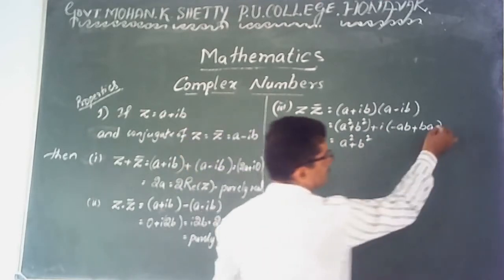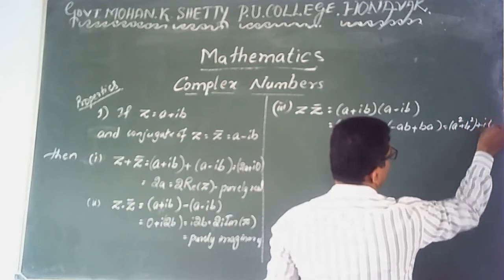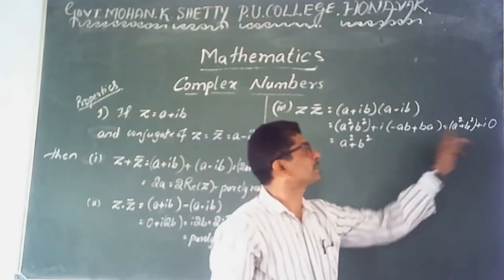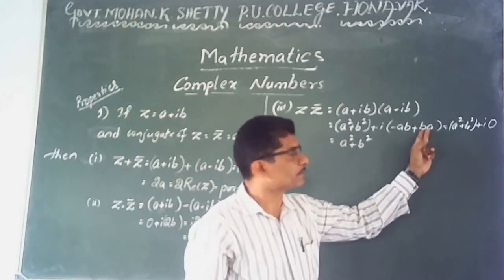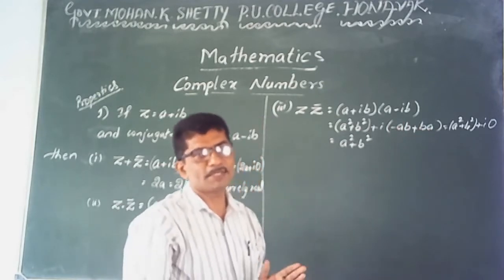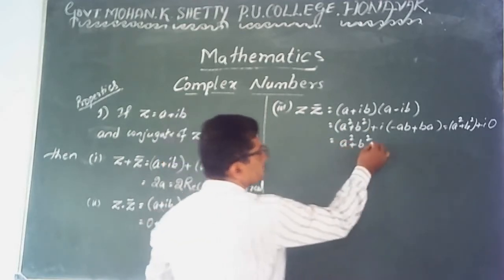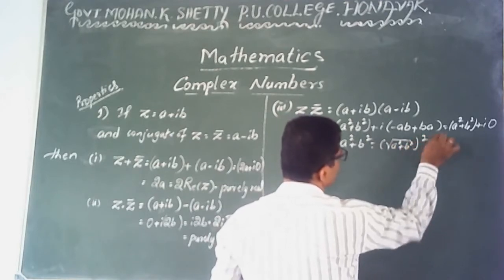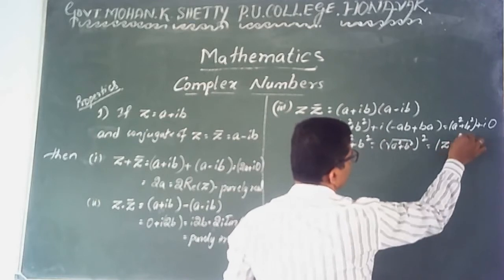It's clear? This means a square plus b square plus i into 0. The real part is a square plus b square and the imaginary part is 0, since minus ab plus ab cancel. The simple product is always commutative: we know we can write a into b or b into a. Its value is equal to the root of a square plus b square, whole square. What is root of a square plus b square? It means the modulus of z, squared.